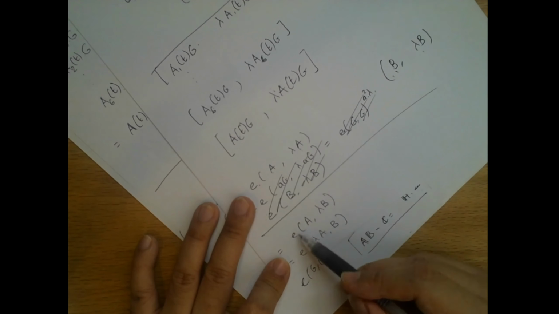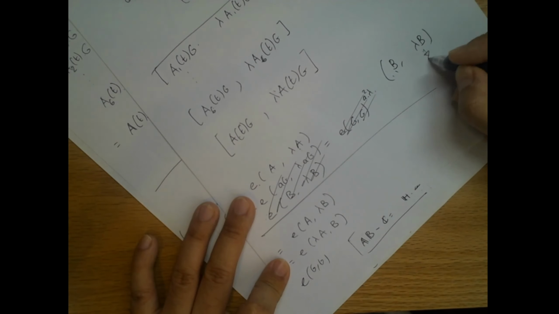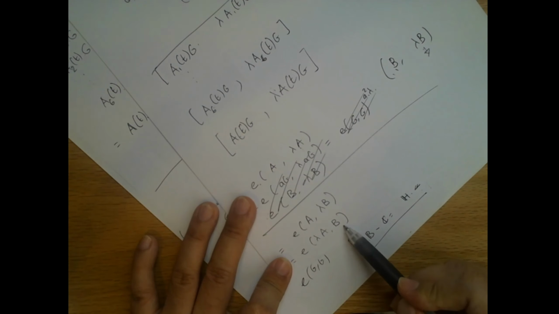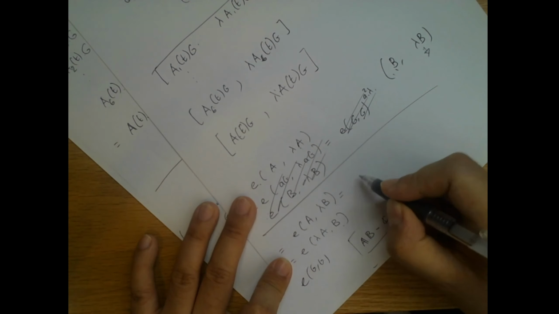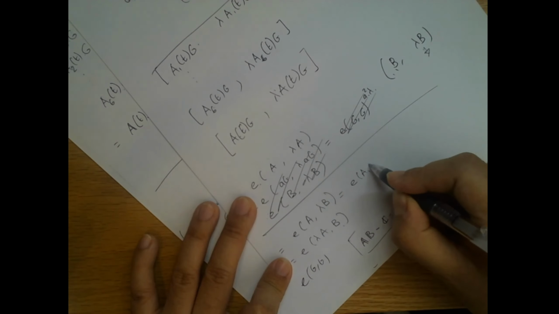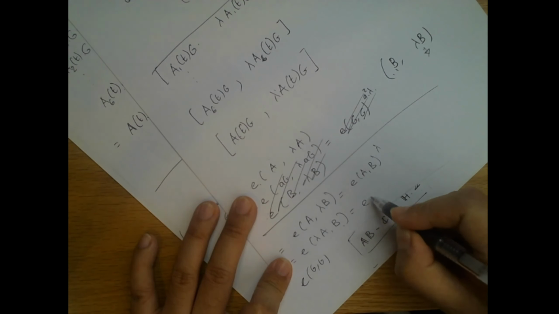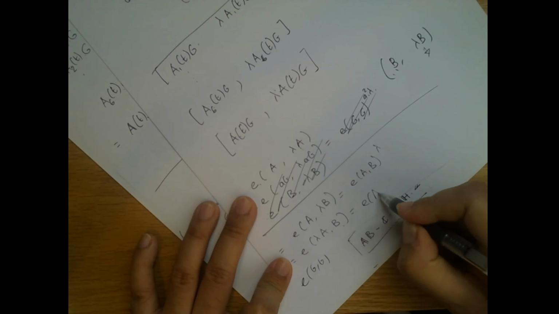Right? So you calculate this. So this is not lambda b. This is something that just claims to be lambda b. But if you calculate this, you figure out that this is going to be ab power lambda, and this also should be equal to e ab power lambda.